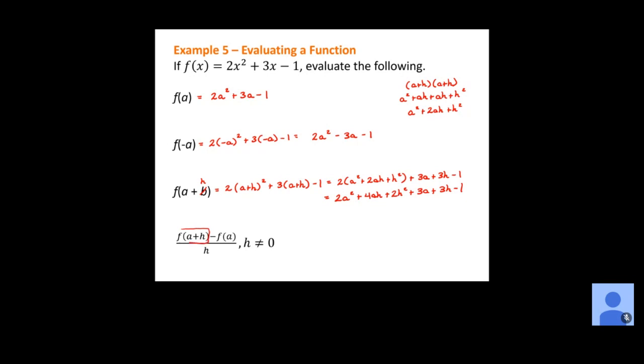Well, this right here is exactly what we just calculated right here, right? This was f of a plus h. So I'm just going to put this all in place of f of a plus h. We have 2a squared plus 4ah plus 2h squared plus 3a plus 3h minus 1.